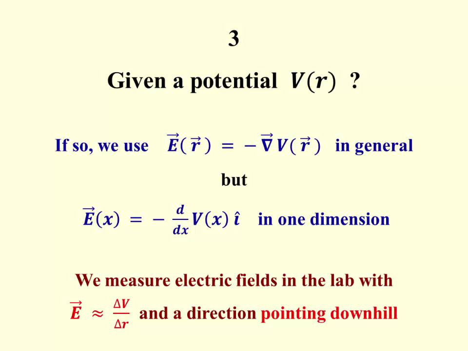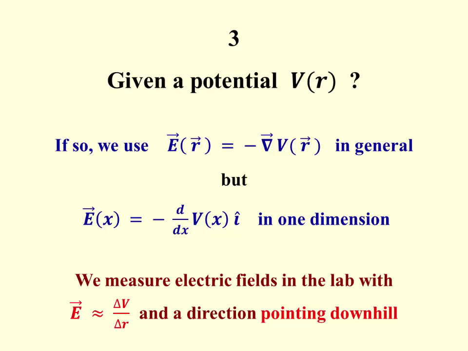Number 3, if you're given a potential, V of r, when you first see this video, you won't even know what this is. But if you're given the potential, you can calculate the electric field from the negative gradient of the potential. That upside down delta there is the gradient operator. In one dimension, we'll usually do the problem in one dimension, it's negative derivative with respect to x times i hat. You have to put the little i hat in by hand because that's inside of the gradient operator, but if you do the derivative, you have to put it in by hand.